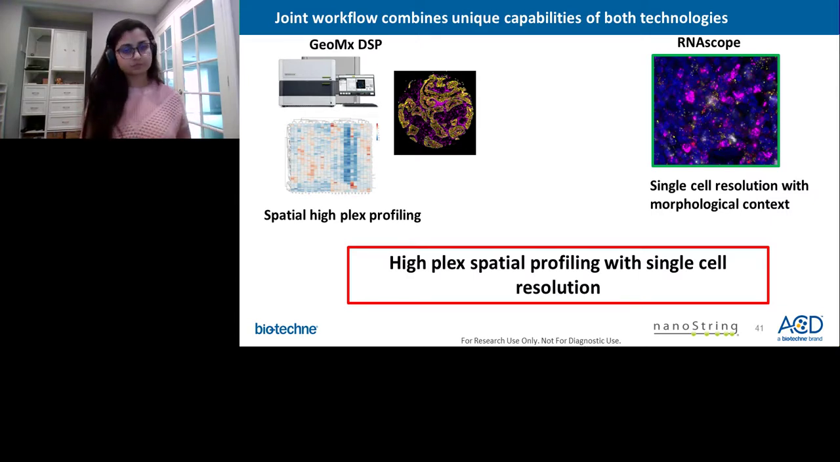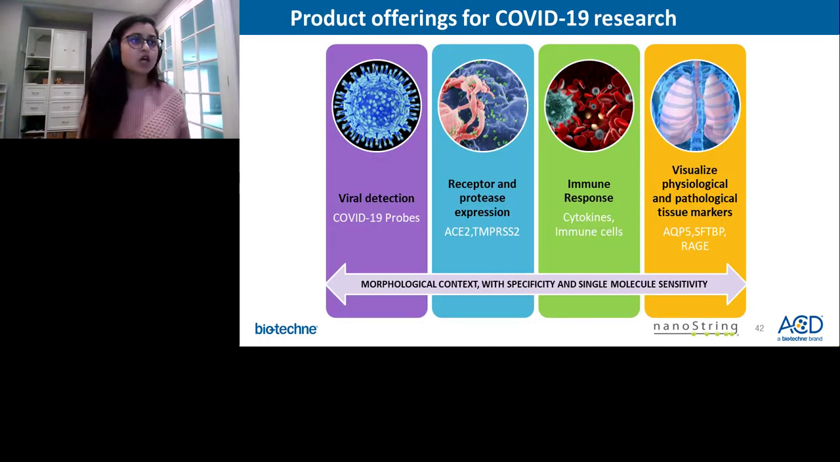So with this, we hope to provide a complete solution for gene expression analysis of heterogeneous tumors using single cell resolution. Next, I just want to take a couple of minutes to show how ACD Biotechnology is supporting the advancement of COVID-19 research. We have COVID-19 specific probes for RNAscope analysis. We also have probes specific for the receptor and protease expression. You can study the immune response by visualizing cytokine and immune cell expression. And finally, we have marker probes to visualize the pathological and physiological markers to study the homeostasis of infected tissues.